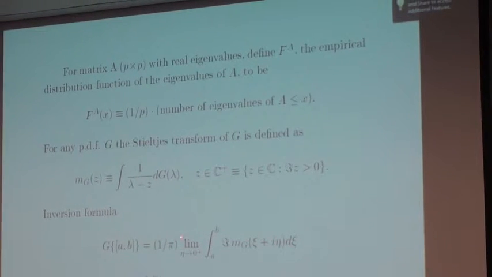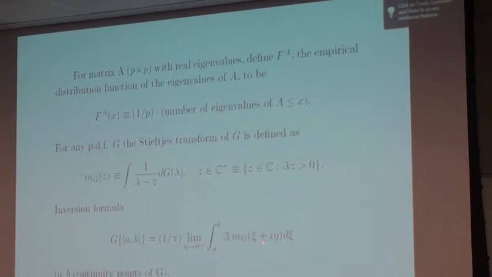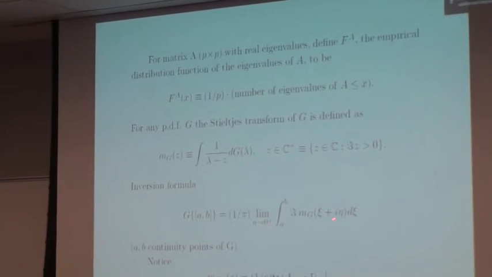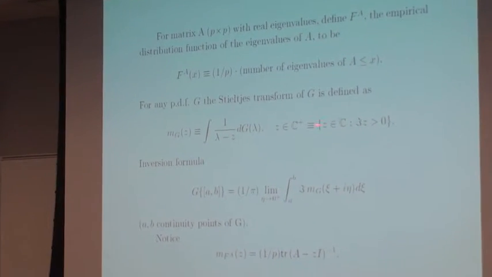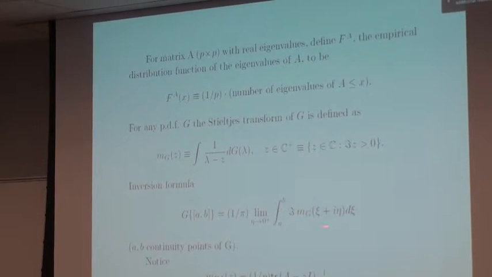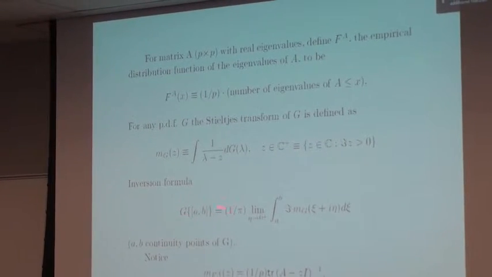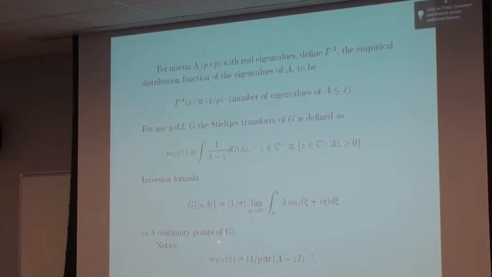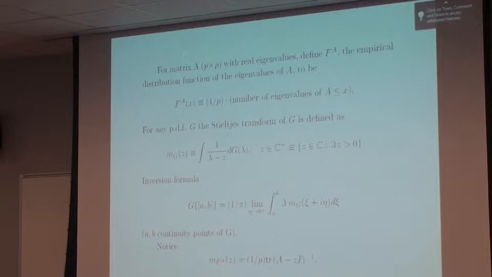You have an inversion formula. One can easily work this out. This is the imaginary part of this thing. Z is complex, in the complex plane, where the imaginary part is positive. And this you can easily work out when A and B are continuity points in the distribution G.